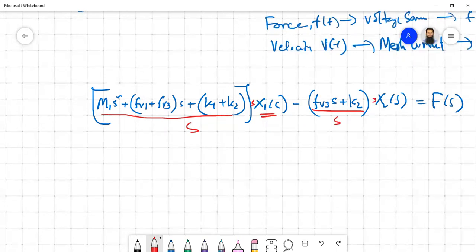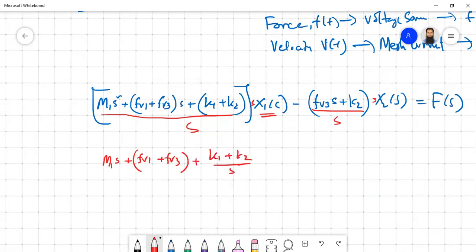So what we are going to get after conversion is M1S plus FV1 plus FV3 plus K1 plus K2 by S. Then you have V1S. What is V1? Loop current, similar to the loop current. Okay, so minus, then you have FV3 plus K2 by S.